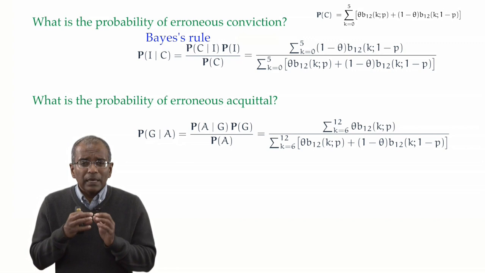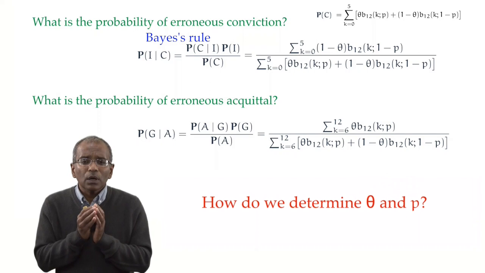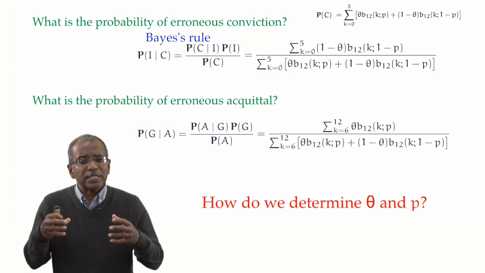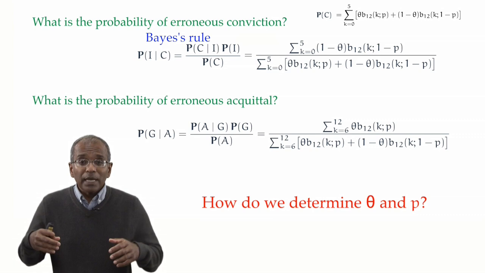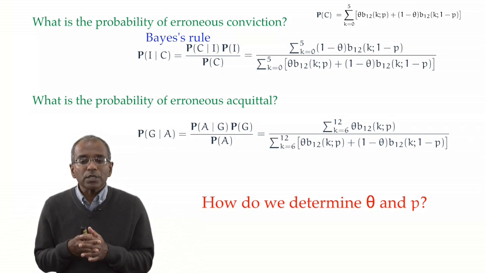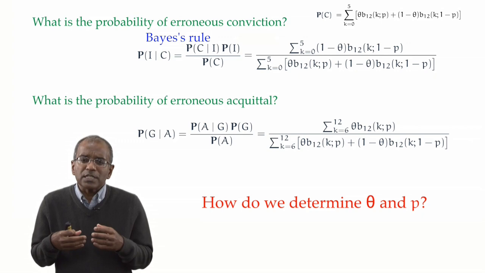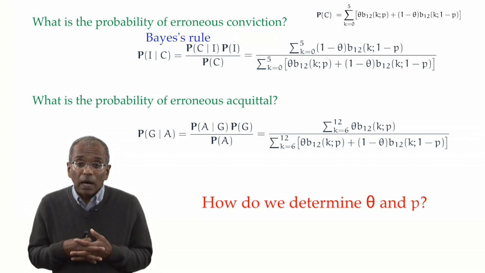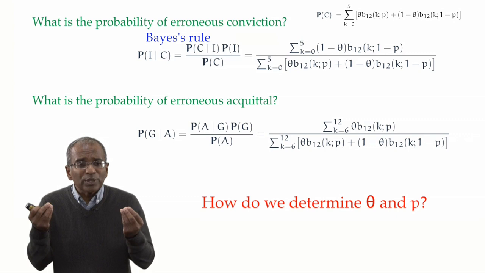How, in these expressions, does one actually compute them? We do not know theta and p a priori. And how do we actually determine theta and p? Remember, theta, the probability of guilt, is a parameter of the model. We don't know this a priori. P, the probability that a juror in a particular veneer, a particular group of potential jurors, makes errors. Hopefully, theta is bigger than half, at least in a tranquil and stable society. Hopefully, P is less than half, hopefully much less than one half, in a well-chosen jury system. But how does one actually determine these parameters?